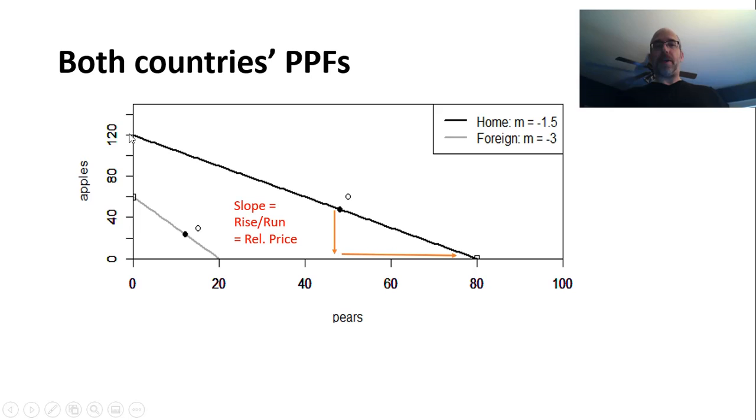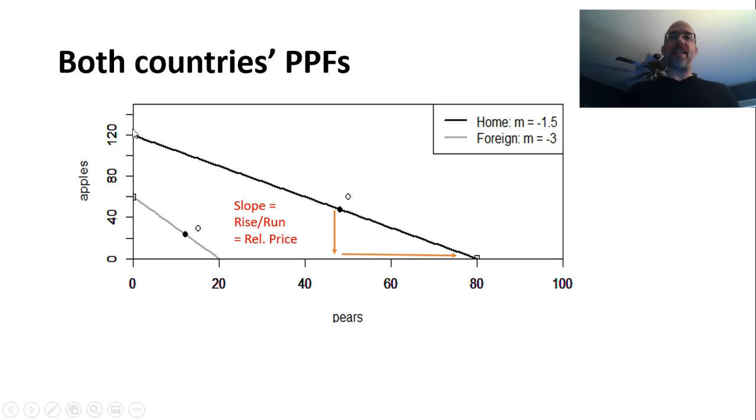All right, here's the PPF. Remember, the one extreme is home only makes apples. They make 120. They have 0 pears. Or they make all pears. They have 0 apples. Or they could do a mixture in between. Any one of these combinations. They could split their workers 5 and 5, 6 and 4, whatever. It's going to be somewhere on this line. Foreign has the same thing. They can make all apples or all pears.